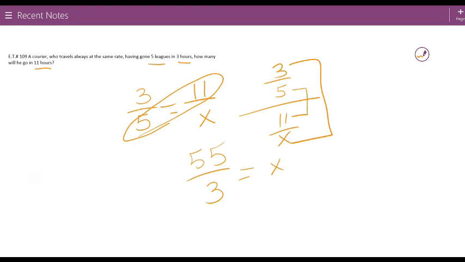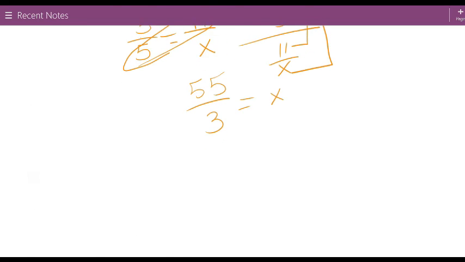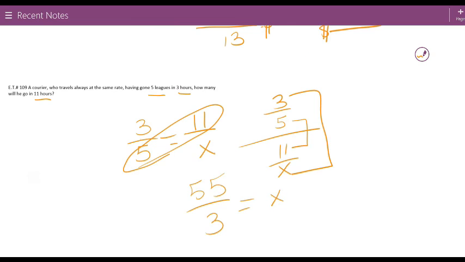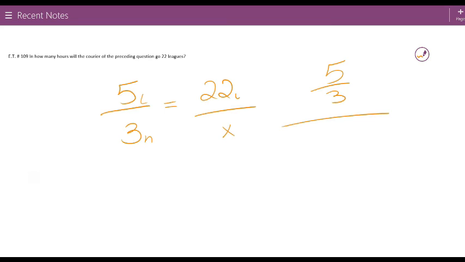All right, so one more example. In how many hours will the courier of the preceding question go 22 leagues? Okay, so again, we're starting with the same 5 leagues in 3 hours. That's our starting point. Just for fun, I'm going to change things around. So 5 leagues in 3 hours, and how long will it take him to go 22 leagues? And we don't know this. So we can rewrite it as a compound fraction. So we will have 5 over 3 over 22 over our unknown value.